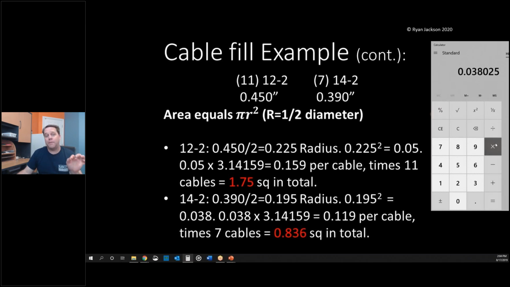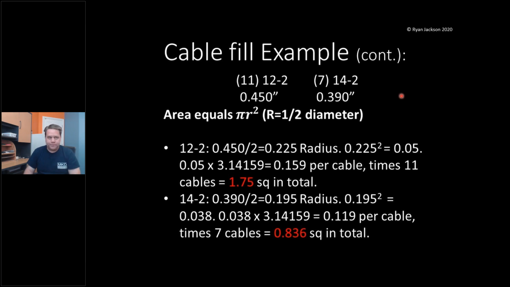We're going to multiply that by pi, 3.14159. Each cable has an area of 0.119 inches. We had 7 of those cables, so we're going to times this number by 7. The total area consumed by all of our 14-2s is 0.836 inches. All right, so we're going to write that number down.